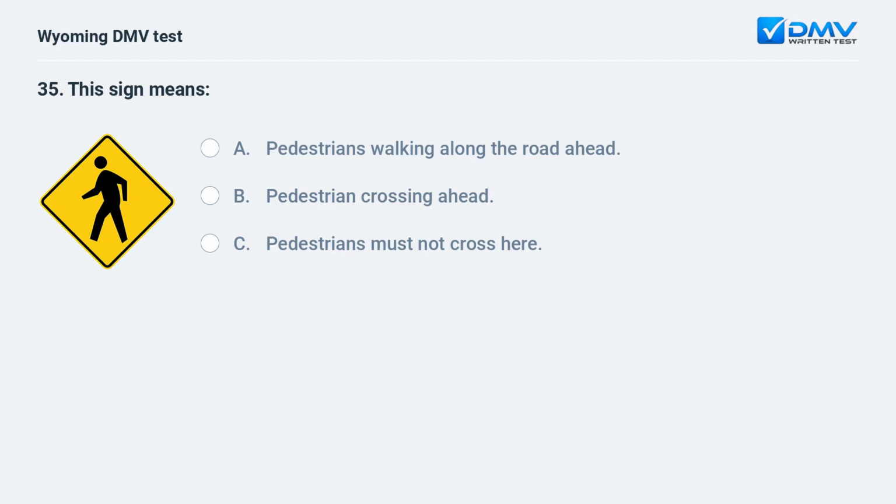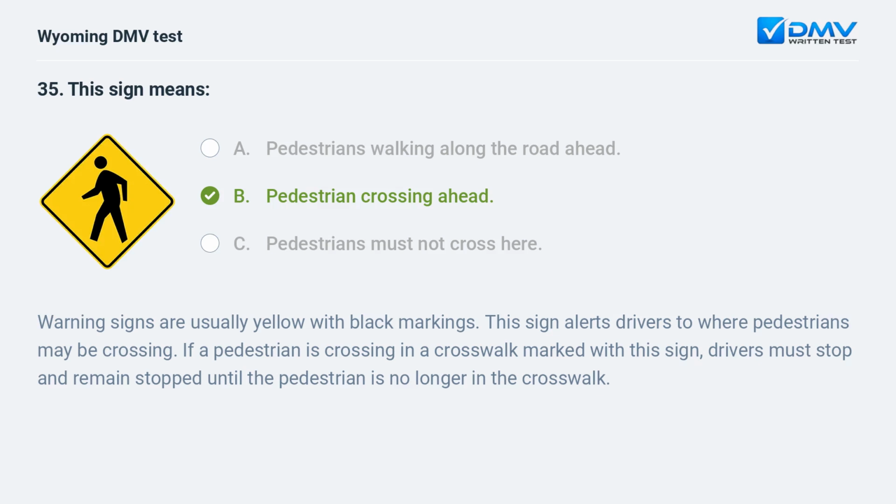This sign means A. Pedestrians walking along the road ahead. B. Pedestrian crossing ahead. C. Pedestrians must not cross here. B. Pedestrian crossing ahead. Warning signs are usually yellow with black markings. This sign alerts drivers to where pedestrians may be crossing. If a pedestrian is crossing in a crosswalk marked with this sign, drivers must stop and remain stopped until the pedestrian is no longer in the crosswalk.